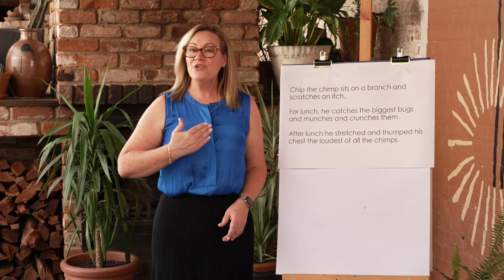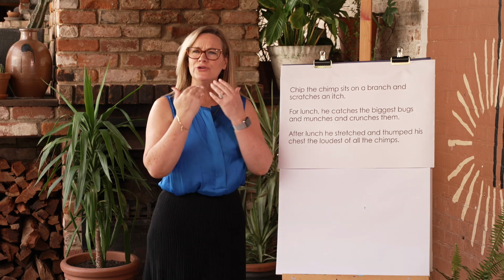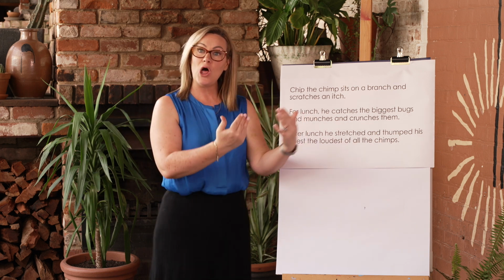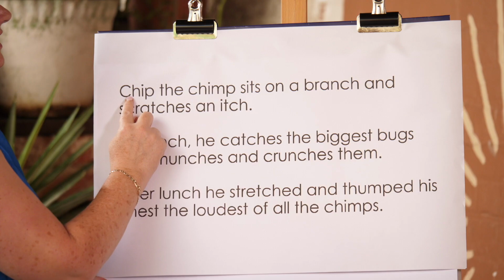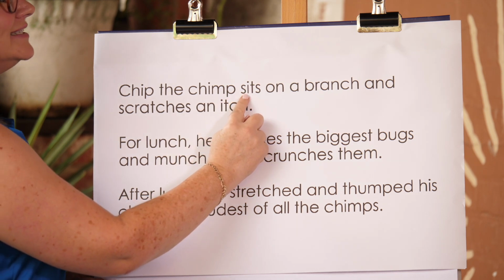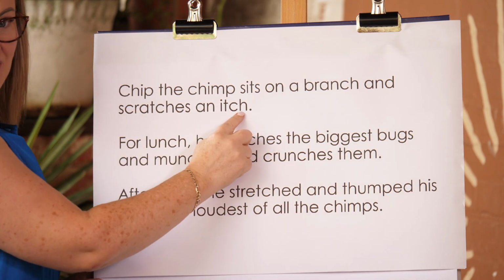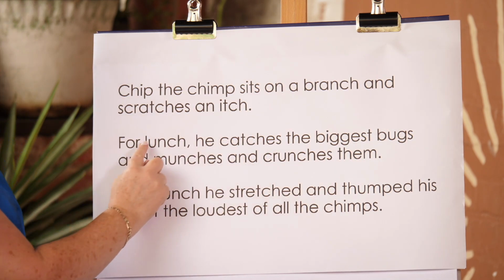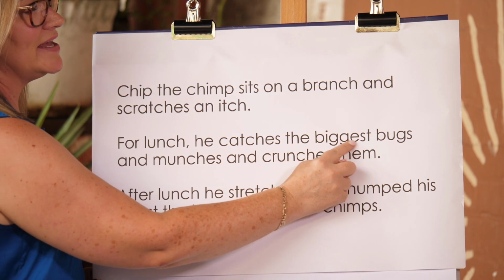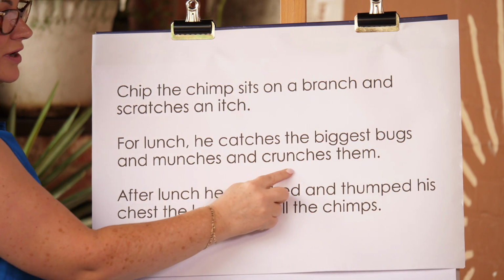Now we're going to do some echo reading. I'm going to phrase it, you're going to repeat it. Try and use a pretty peppy, upbeat voice and make it flow. Chip the chimp, repeat, sits on a branch and scratches an itch. For lunch, he catches the biggest bugs and munches and crunches them.